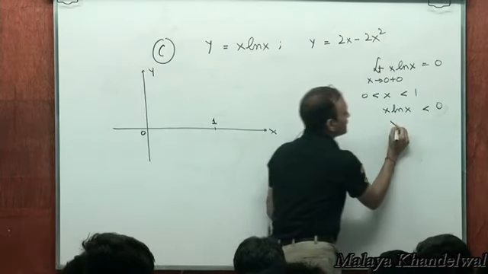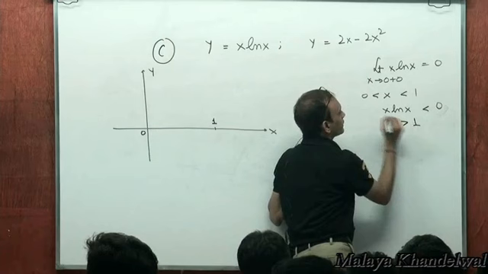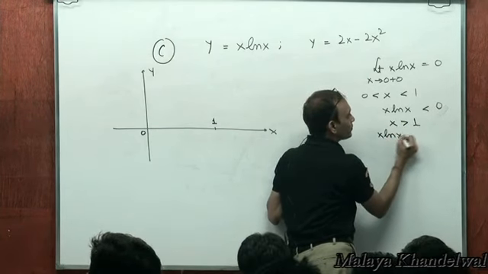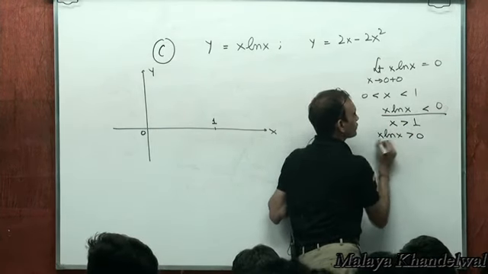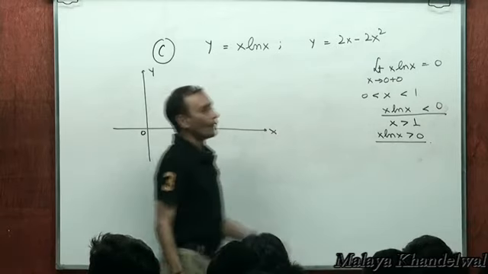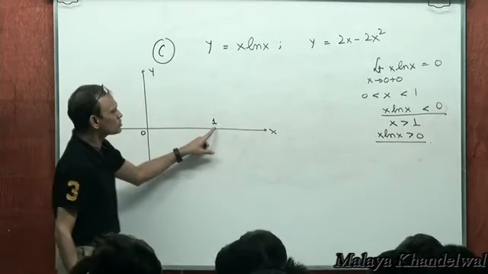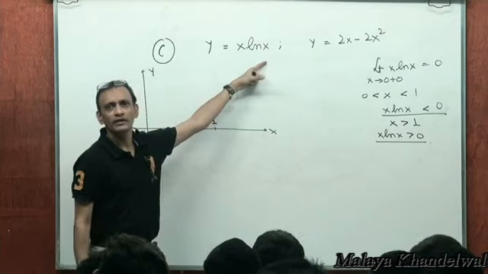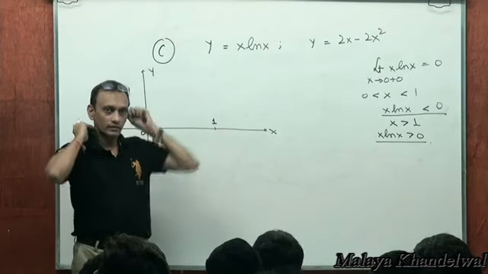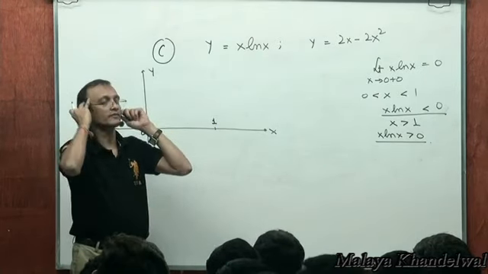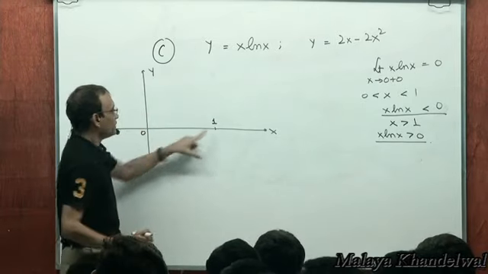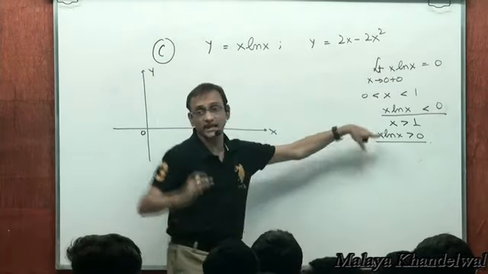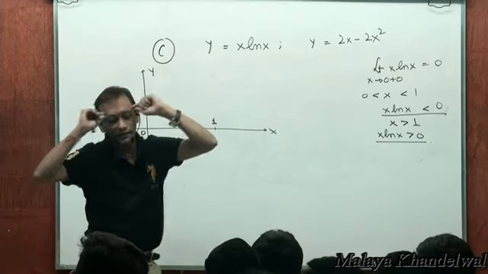And for x greater than 1, x ln x will be positive. That means to the right of 1, it will be positive. And as x tends to infinity, x ln x will tend to infinity. Right? Okay.